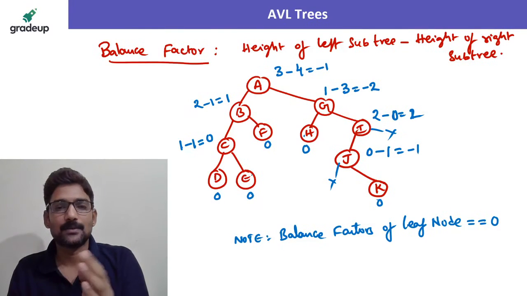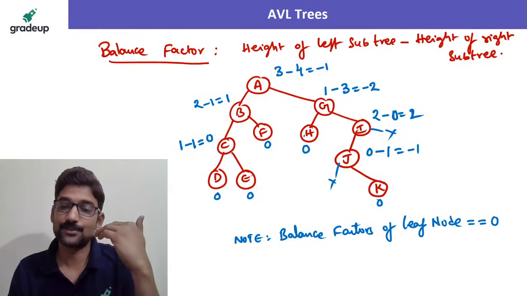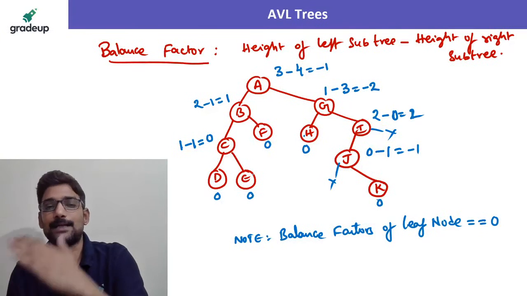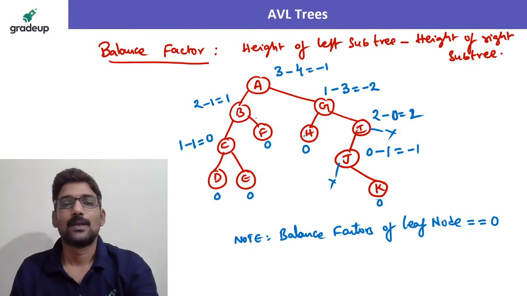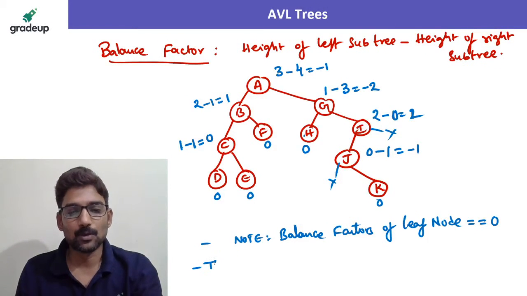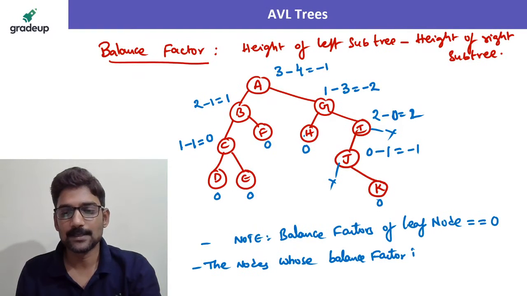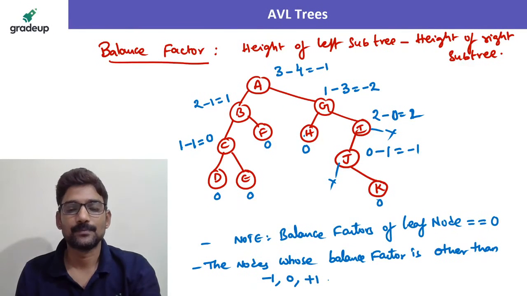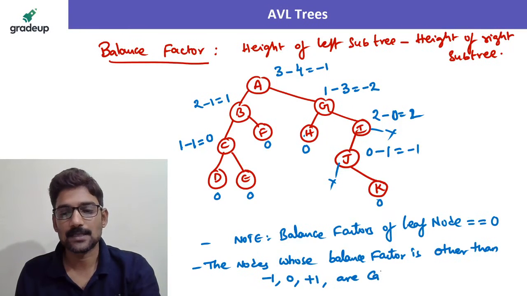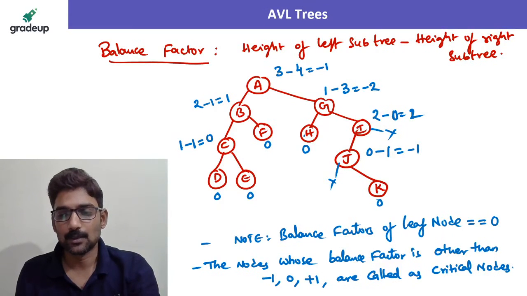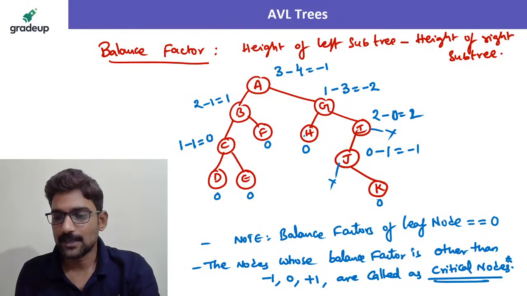So got it? What is balance factor? Left subtree height, left child height minus right child height. That is called balance factor. Okay. Now the nodes whose balance factor is other than -1, 0, +1, such nodes are said to be critical nodes. I will be mentioning the critical nodes with a star.